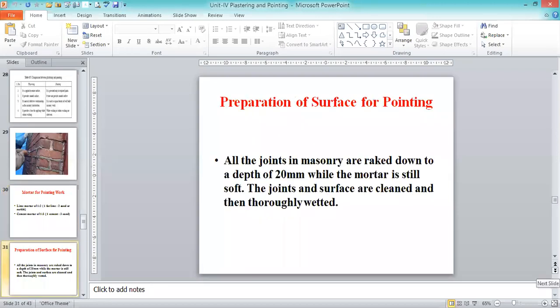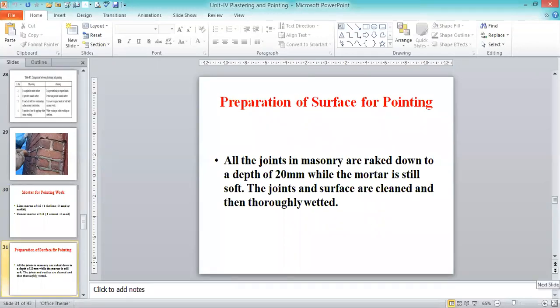Now preparation: all the joints in masonry are raked down to a depth of 20 mm. So the depth of the joints will be 20 mm, and with that 20 mm we are going to fill up with the cement mortar, and the joints are cleaned and thoroughly wetted. So that is the second and third part. We clean and then wet, or the curing has to be done, such that your complete pointing is going to be over. Then there is no cracking going to appear in the masonry work.